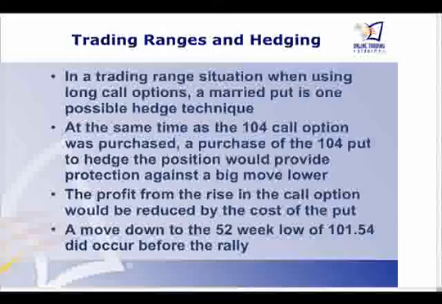Now, since it was inside of a trading range, I should point out that one of the ways that you could protect yourself in case there is a big move lower, with at that point in time there was very low volatility, would be to buy a married put. So at the same time that the 104 call option was purchased at the bottom of the range, a 104 put option to protect the position would provide protection against some kind of a collapse of the dollar.